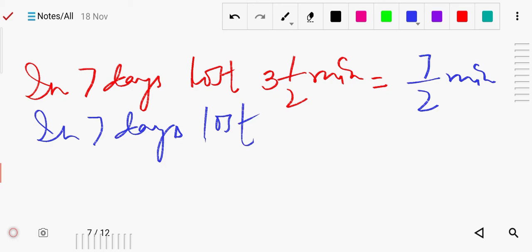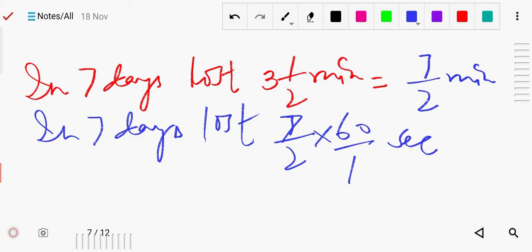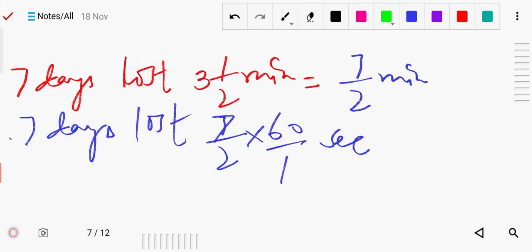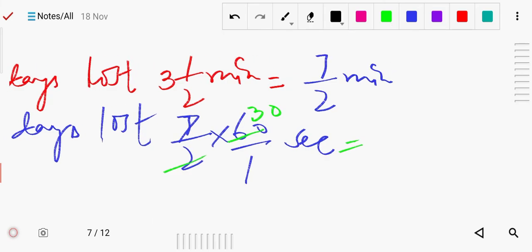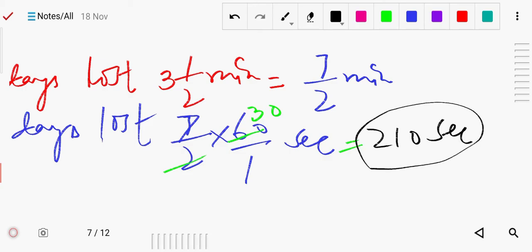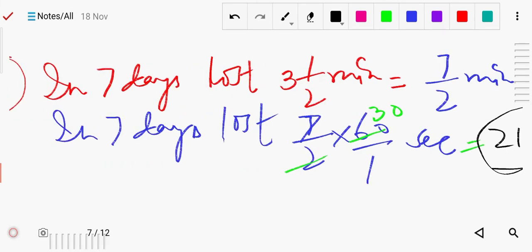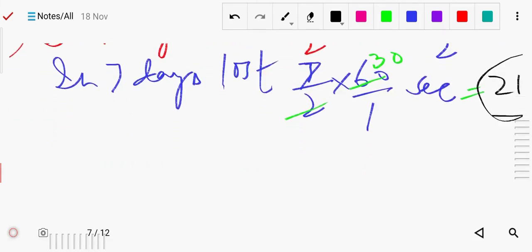Now, in 7 days lost, this is in minutes, so can we change to seconds? So I will change this 7 by 2. Okay, 7 by 2 into 60, by 1. So now this becomes seconds. So solve it. We will divide 2 into 60, it is 30. So 30 into 7 is 210 seconds. So in 7 days how many seconds is it losing? 210 seconds. In one day we have to find out how much it will lose.